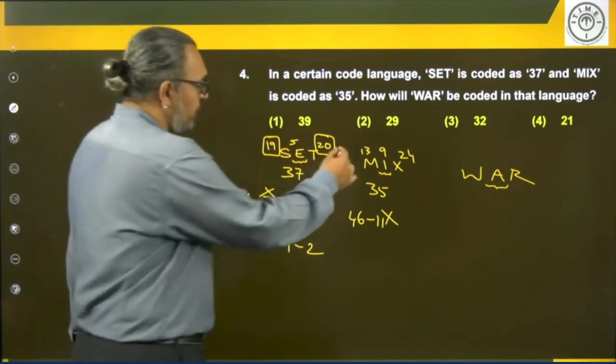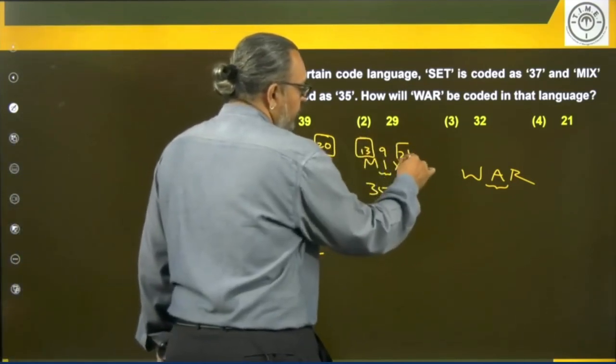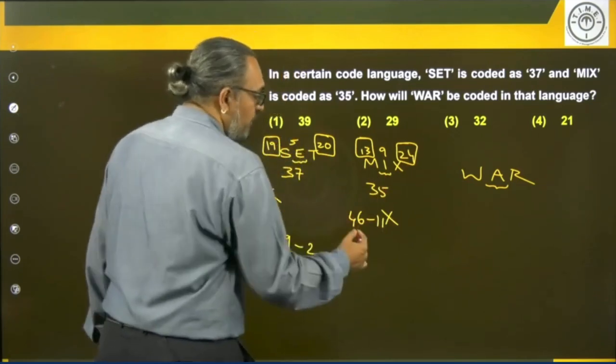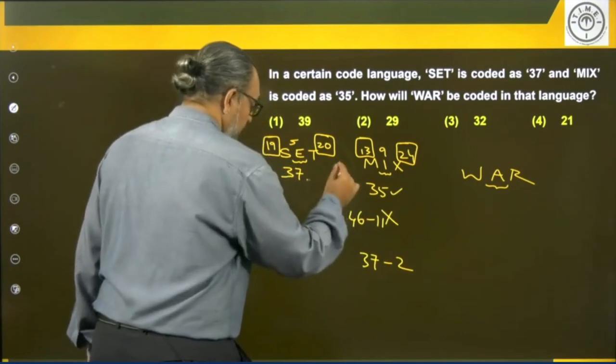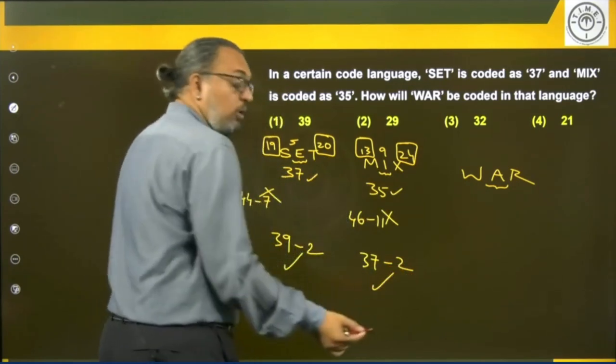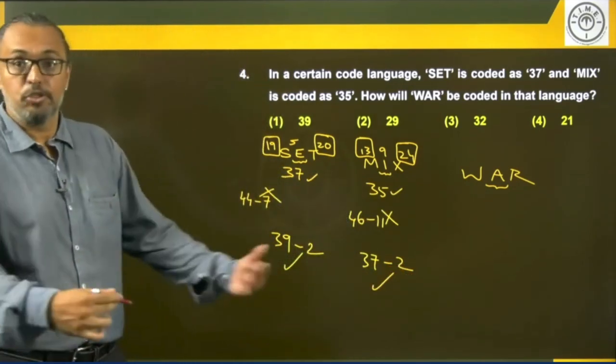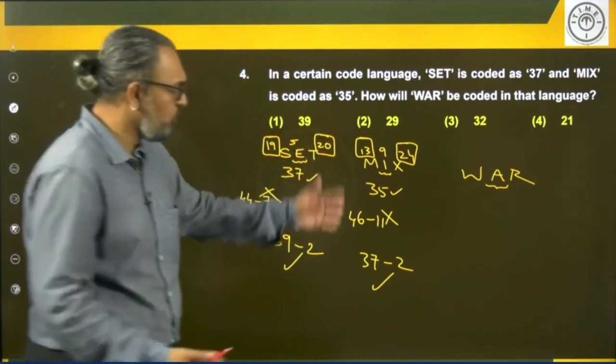Okay. Now here we have 13 and 24. Add them. So how much am I getting? 37. Minus 2, am I getting 35? Yes. So this is what I am looking for. Minus 2 is the constant number you are subtracting. So you do the same for this.